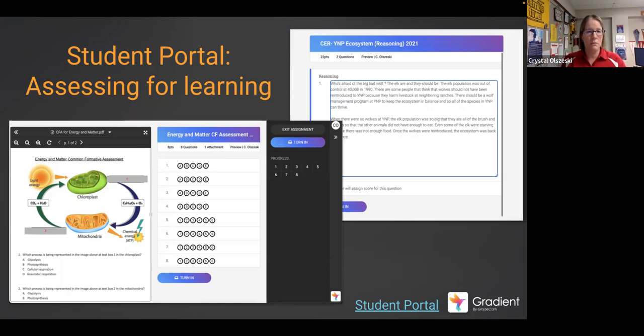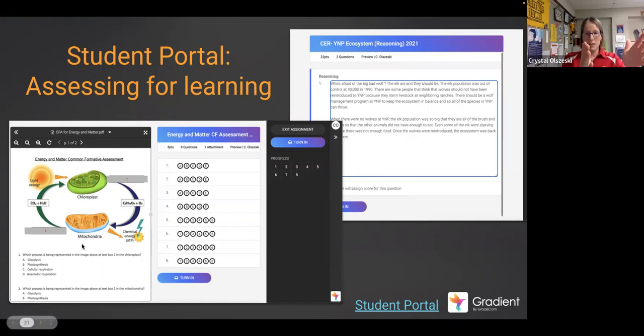So the bottom image is something that I created. You can see I have a diagram, and I have questions 1, 2 on there, and what they're being asked. So you can create that, and then you can upload it, or save it as a PDF and upload it into Gradient, where you can then actually push it out and see it.